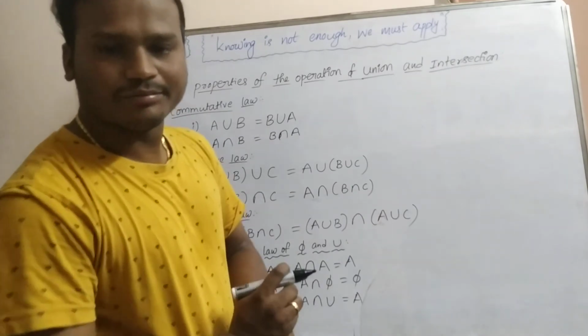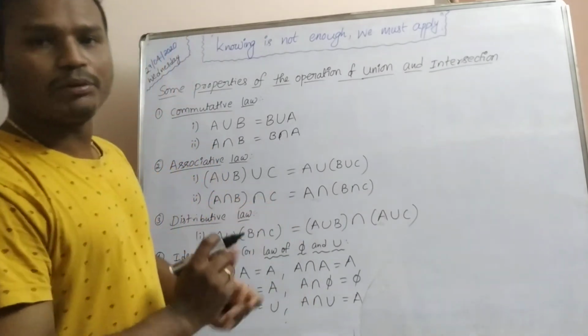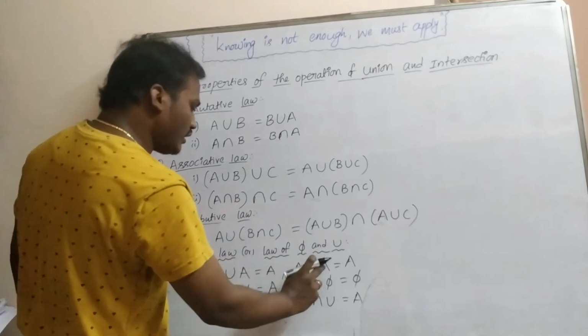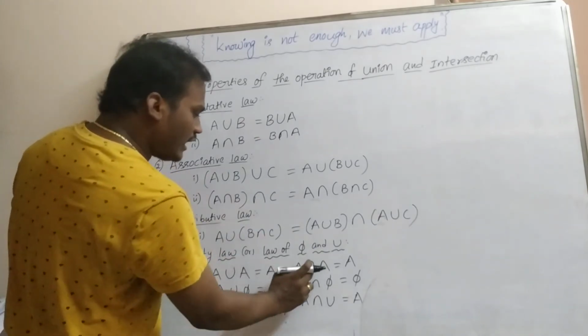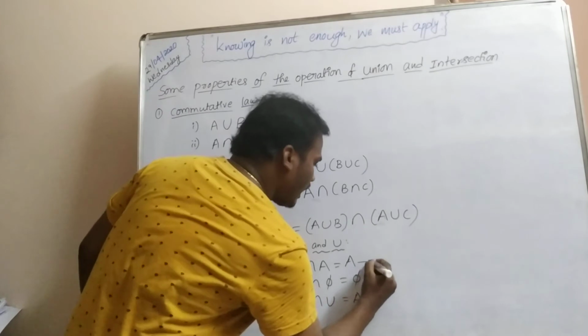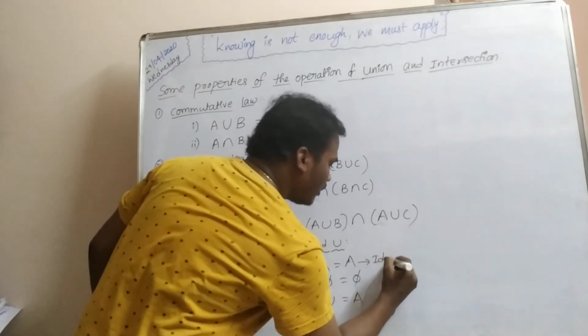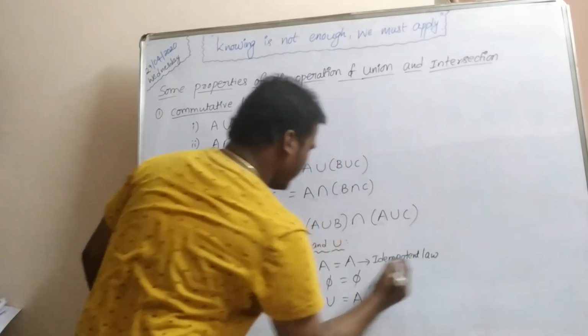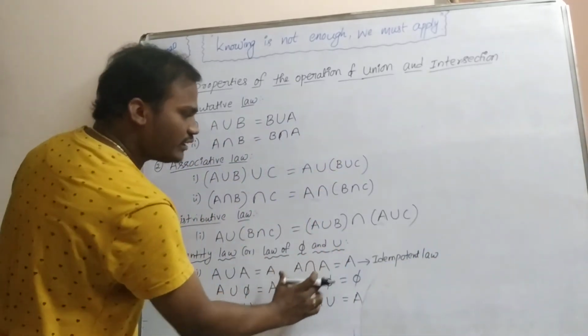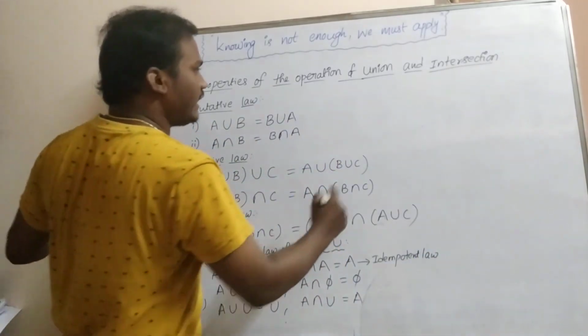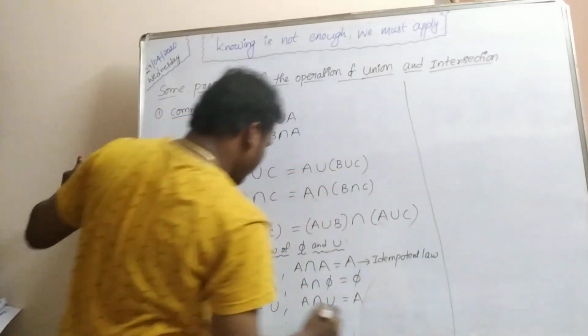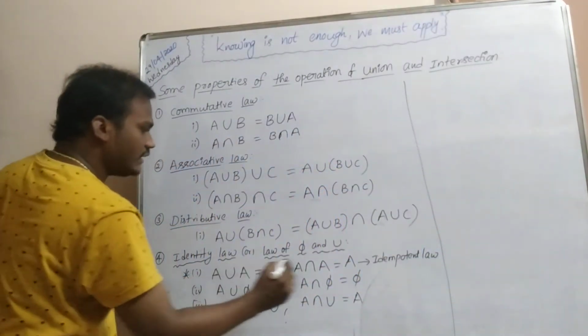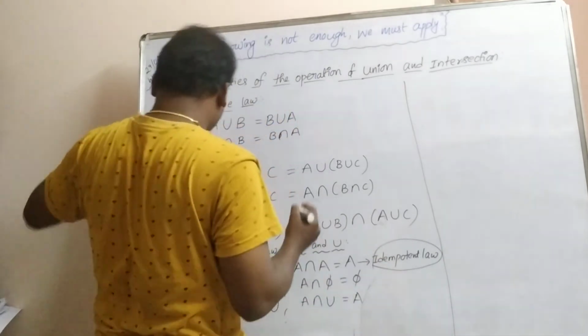The next one is the idempotent law. A union A is equal to A and A intersection A is equal to A. This is called the idempotent law. I have included it in these identities. I write the same thing again, so this will be considered in this idempotent law. This is a very important law.